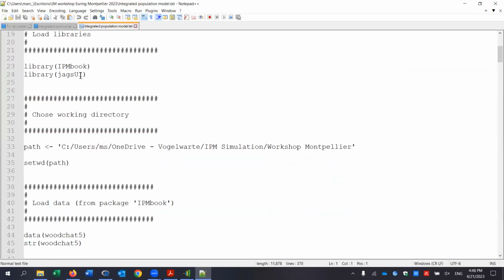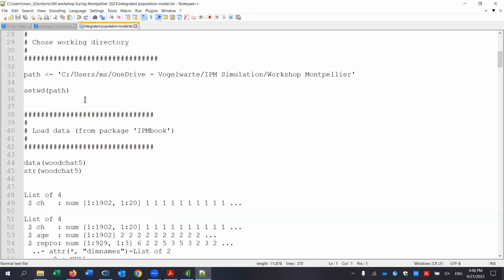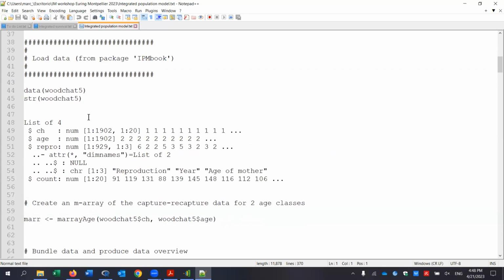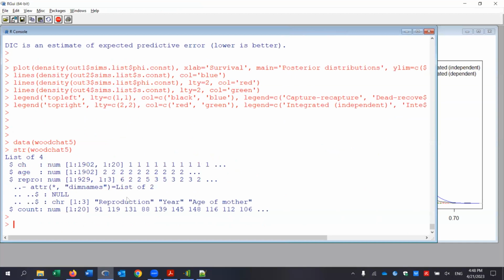Again, we have the libraries that we need to load, and there is a data set that is in the book package. This is a simulated data set. It's not the real data set that we will use. So it's the data set Woodchat 5, and we need to load that, and then we can have a look at the data.